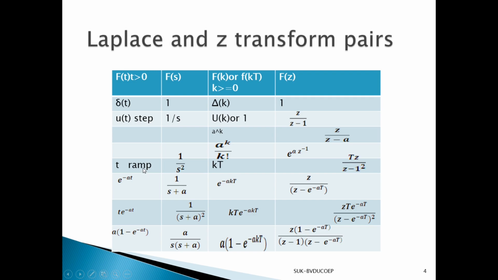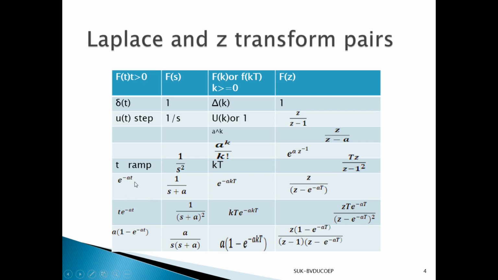Then the ramp signal also always comes in. We have a continuously changing signal at a constant slope, that is the ramp signal. Its Laplace is given as 1 by s squared. The same signal is written in terms of a sampled signal. Instead of t, I write k into T. k is the instant, k equal to 0, 1, 2, 3, and T is the sampling period. How do you sample? Every 0.1 second I take a sample, then it is 0.1 into k, like that. Tz upon z minus 1 squared.